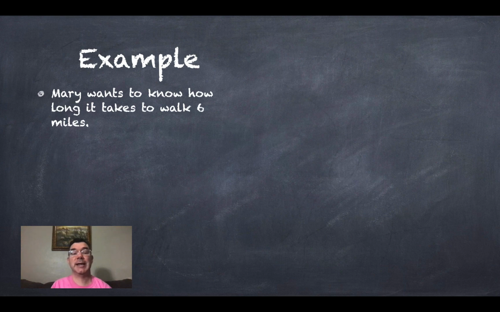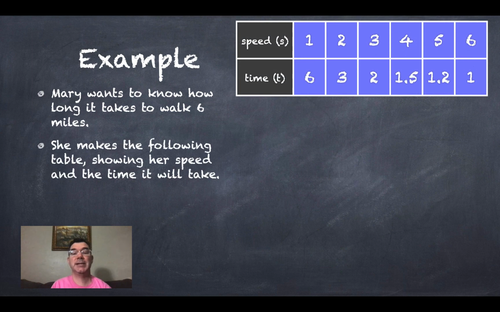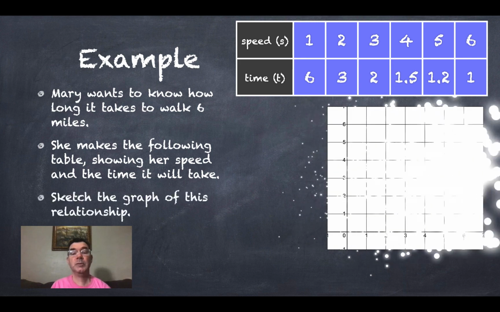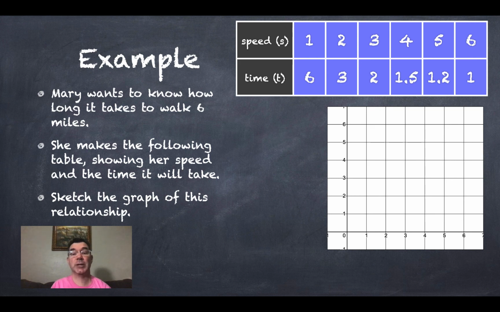So let's look at an example. Mary wants to know how long it will take to walk 6 miles. So she makes a table showing what her speed will be and what time it will take to walk that 6 miles. So we're going to sketch a graph of this relationship, just graphing each ordered pair one at a time.